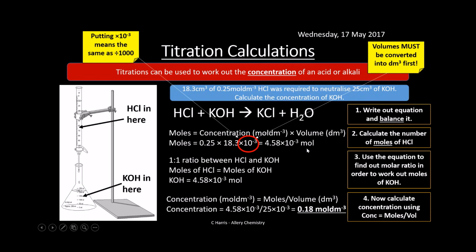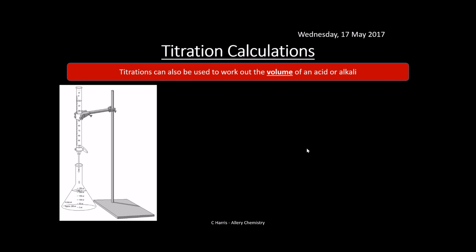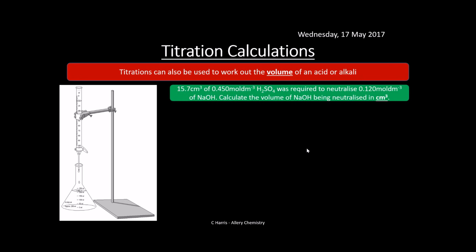So relatively straightforward. Okay, let's have a look at another titration. This time we're going to work out the volume of an acid or an alkali. So I've got 15.7 centimeters cubed of 0.45 moles per dm cubed of sulfuric acid, which was required to neutralise 0.120 moles per decimeters cubed of sodium hydroxide. So we're going to calculate the volume of sodium hydroxide being neutralised. We're going to do this in centimeters cubed.